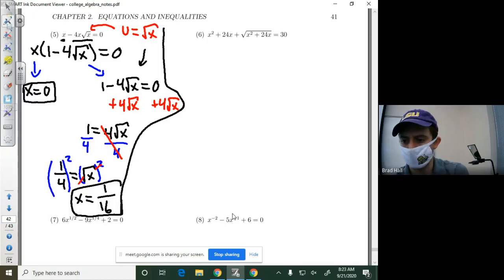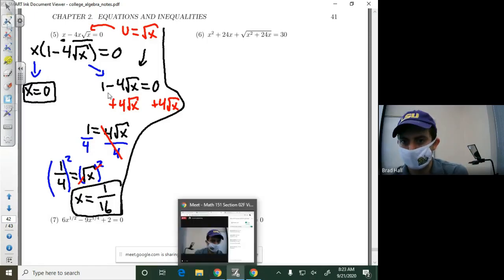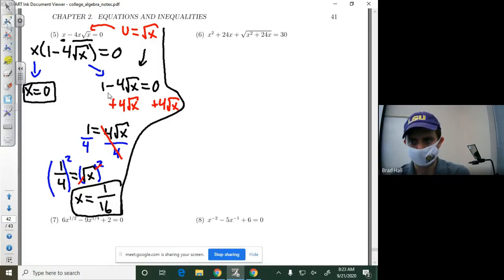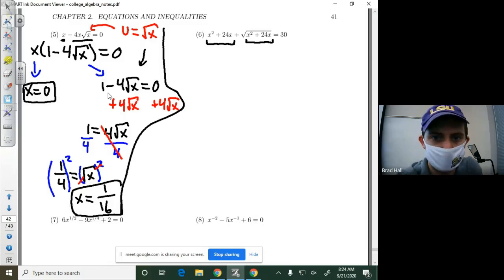Okay, so from here, we'll move on to problem 6, where I think there is, if anything, a pretty discernible pattern here. I'm seeing x squared plus 24x repeat. So we're going to utilize that repetition. And in fact, as I mentioned, normally the middle term gives you an idea of what the substitution would be.